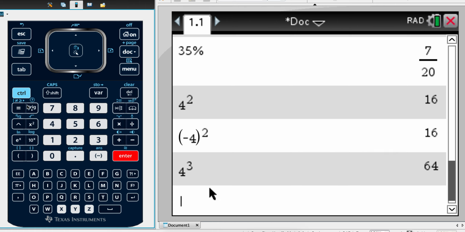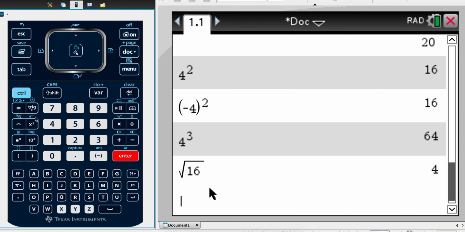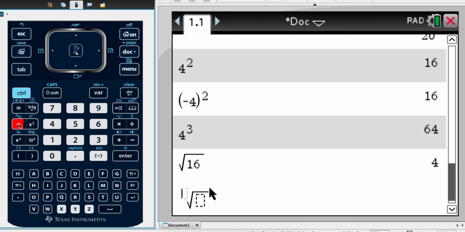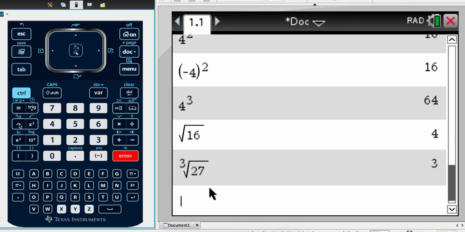And similar with the square root, I do control and that brings up the blue button. So the square root of 16 for example is 4. If I wanted to do a cube root, I can do control and then the power, and then I can write down the cube root, or it might be the 5th root, the 6th root, whatever it is that I need of the number, and then it will give me my answer.